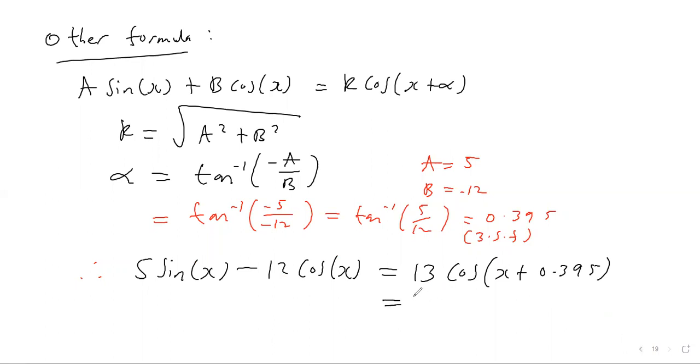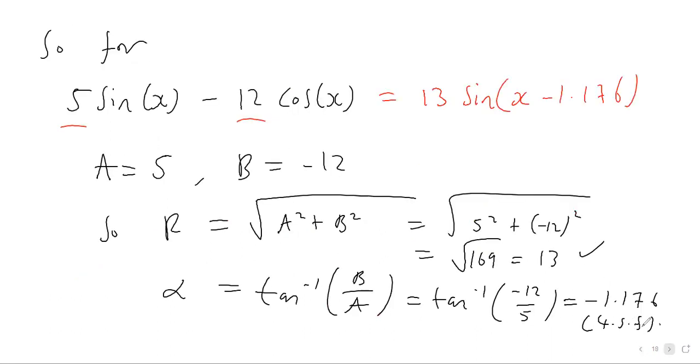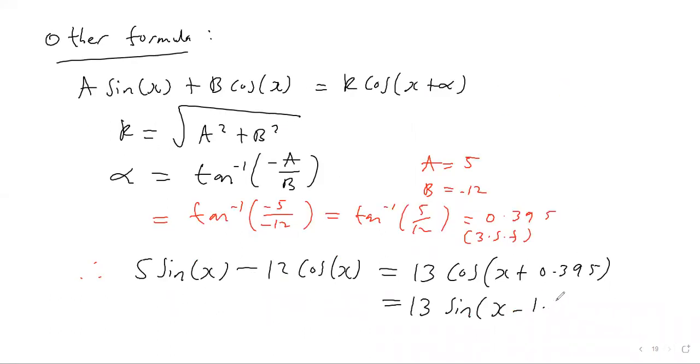And so we can say that actually this is just the same as 13 times sine of x take away the value that we got back here, 1.176. So these are actually the same thing. So that's a summary of how we can use these R sine x plus alpha and R cos x plus alpha identities to work out maximum and minimum values of the sum and the subtraction of sine x and cos x functions.